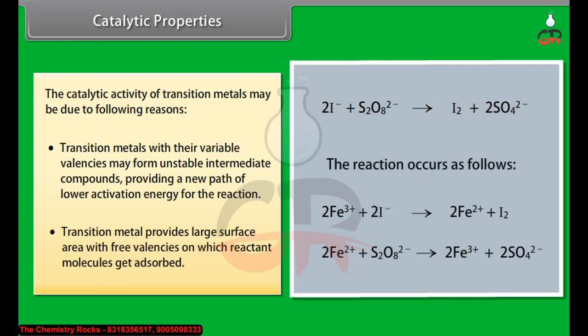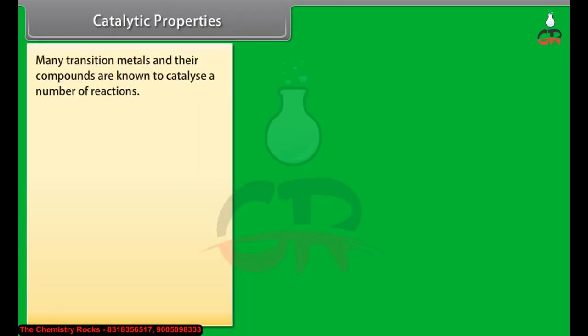Transition metal provides large surface area with free valencies on which reactant molecules get adsorbed. This has the effect of increasing concentration of reactants on catalyst surface and also weakening of bonds in reacting molecules. Many transition metals and their compounds are known to catalyze a number of reactions.